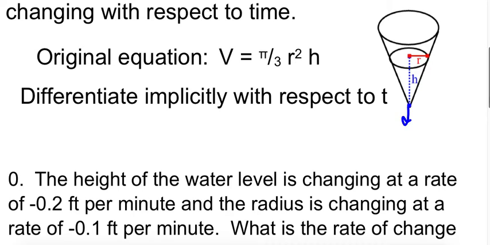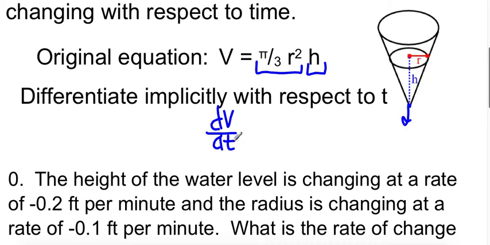R and h are two different variables, so this is a product rule. This is going to be r1, and this is going to be r2. We're going to take the derivative of V with respect to time. I know you guys asked last week or the week before why we use the dy dx notation. This is why, because we don't always differentiate with respect to x. Sometimes we do it with respect to time, and we need to be able to say that. So that's why this notation is nice.